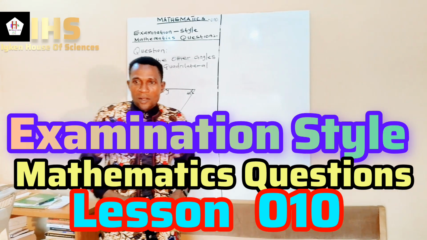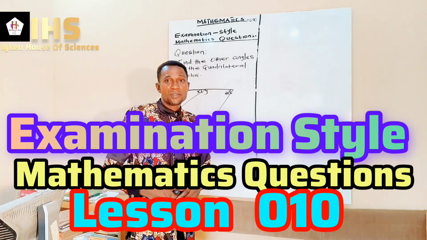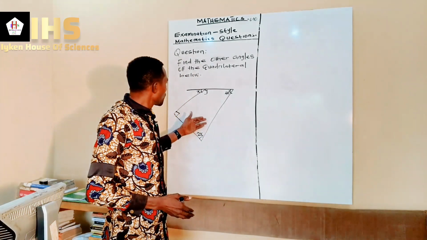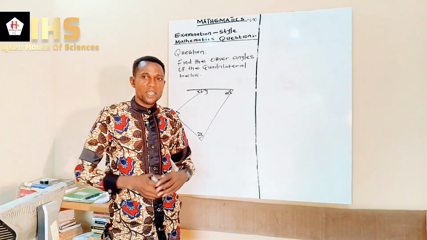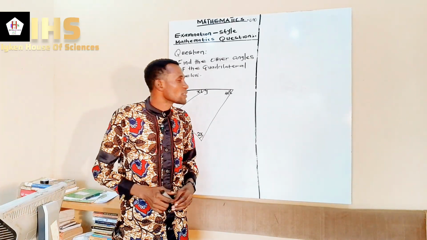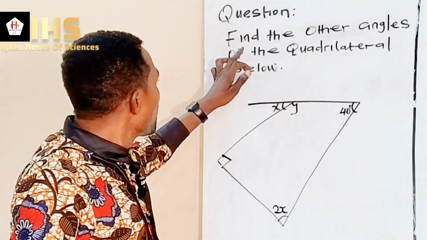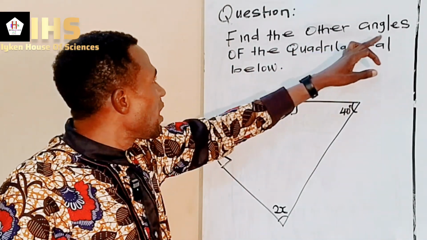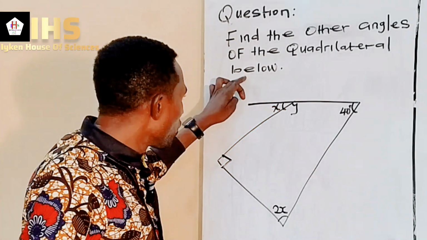All right. Good day. Here is another important question. I want to deal with this question in a simpler way that you will understand. The question says, find the other angles of the quadrilateral below.